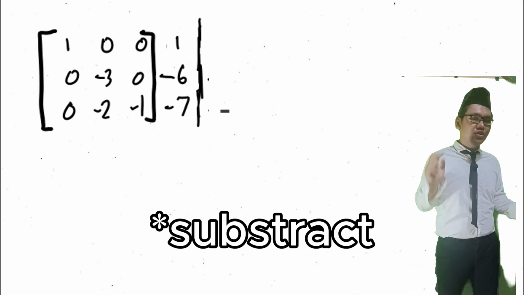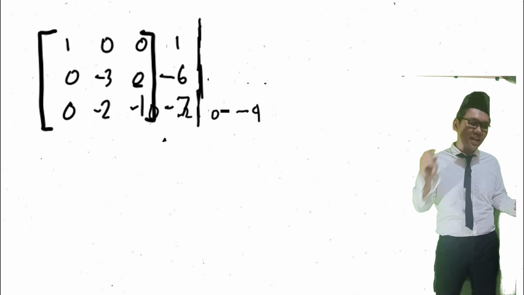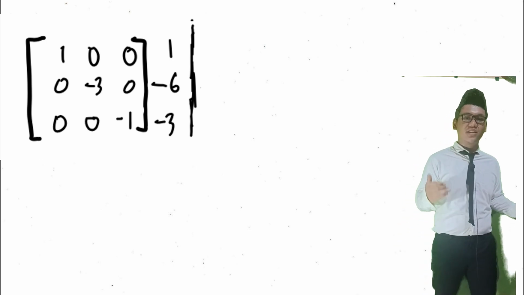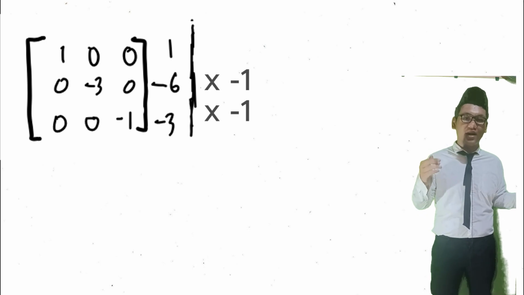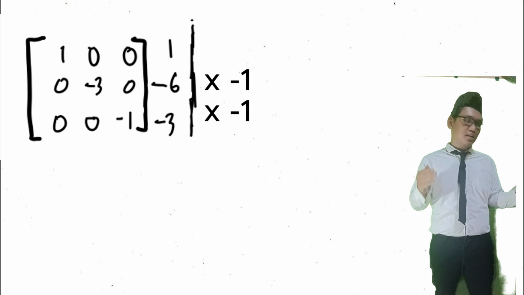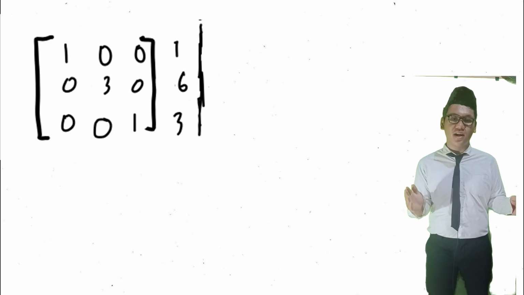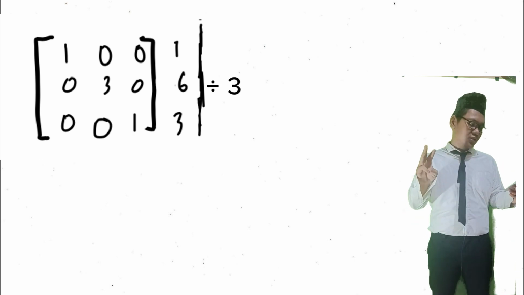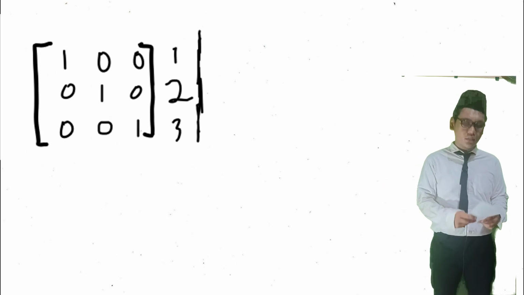And next, I multiply the third row with 2/3 the value of the second row. Now, due to the value of the second row and the third row being a negative value, I multiply the second row and the third row with minus 1. So it could change into a positive value. And for the last part, I divide the second row with 3. So we could get 0, 1, 0, 2.